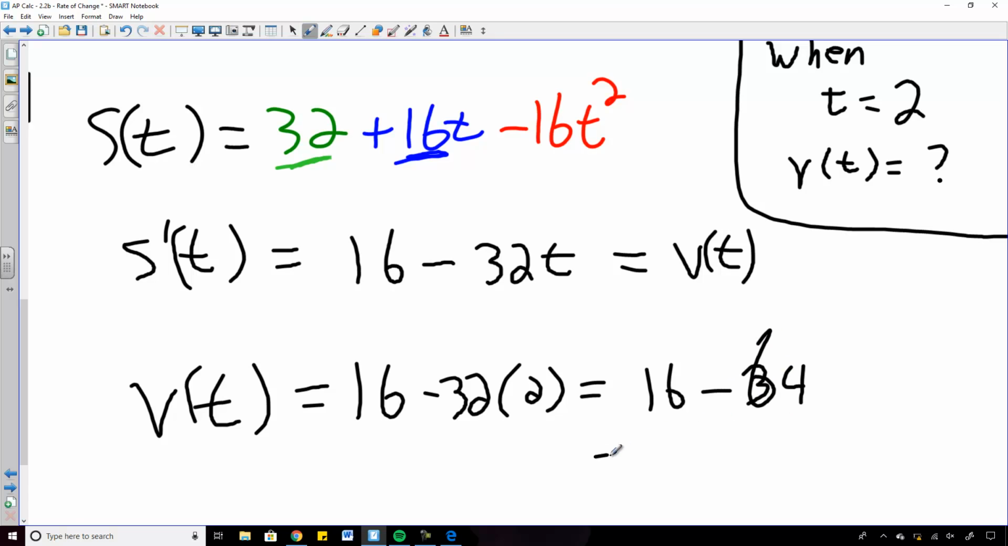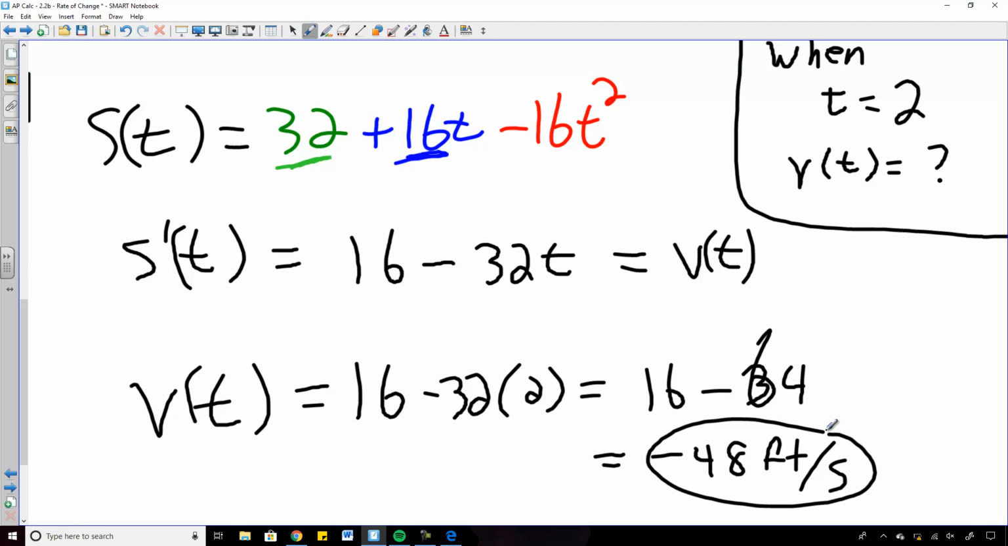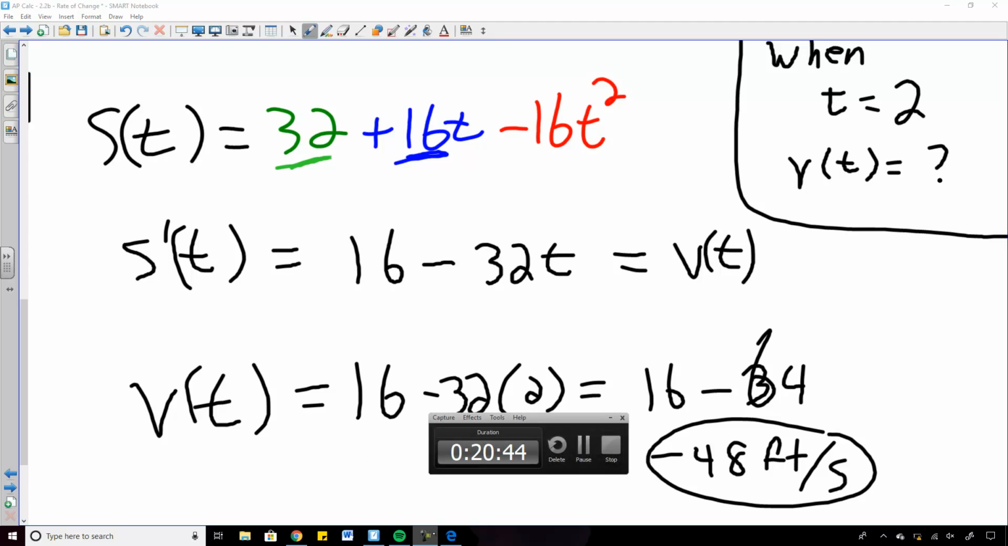So I'll basically have 16 minus 32 times 2, which is 16 minus 64, which gives me negative 48 feet per second. So the object is going down at 48 feet per second at 2 seconds when it hits the ground.